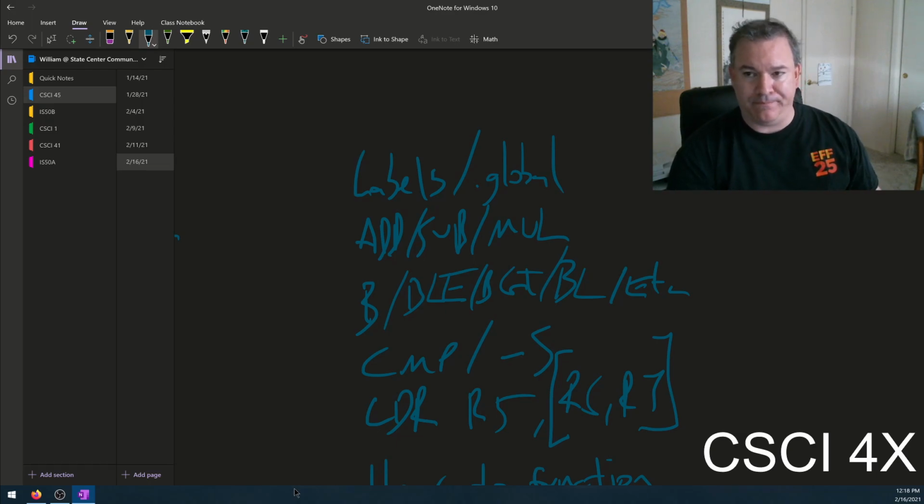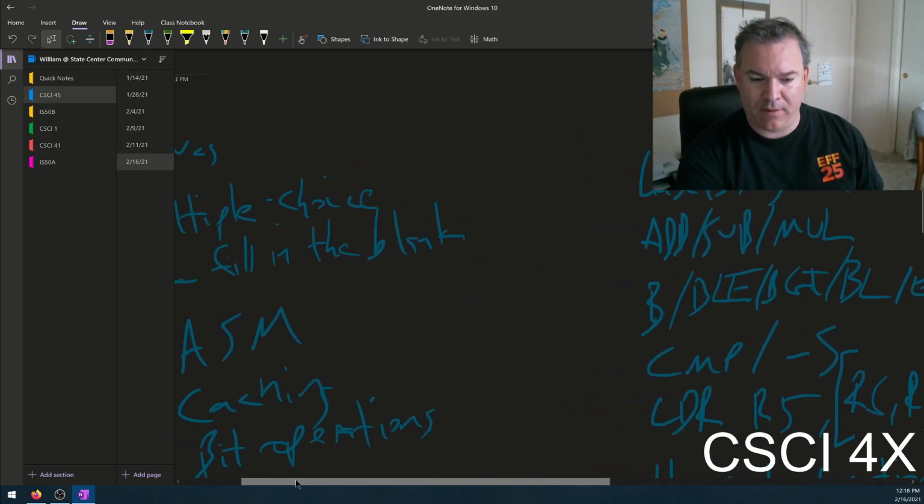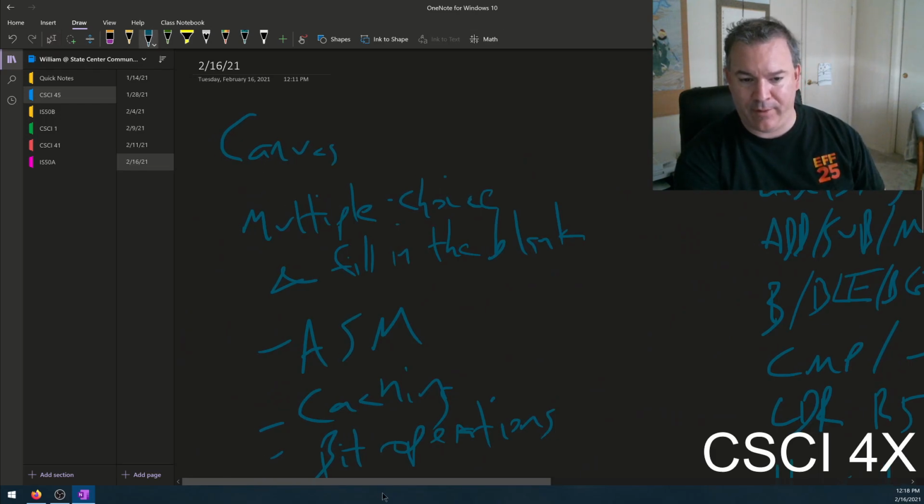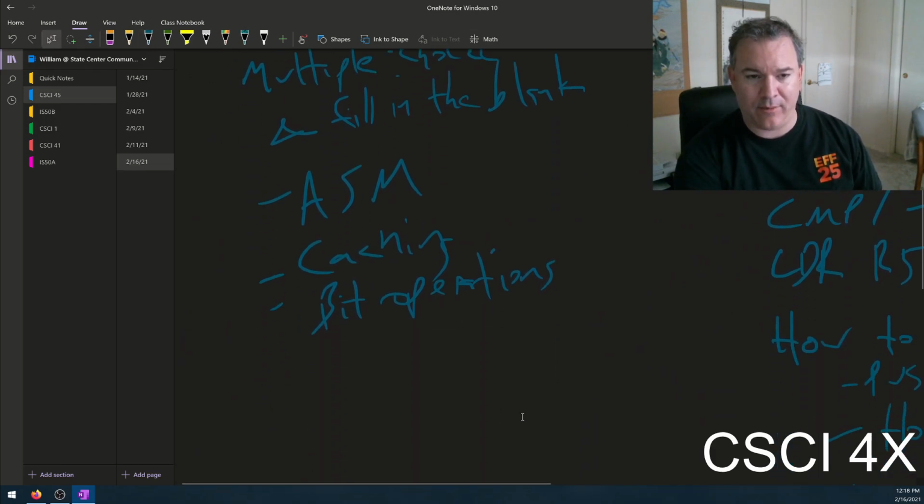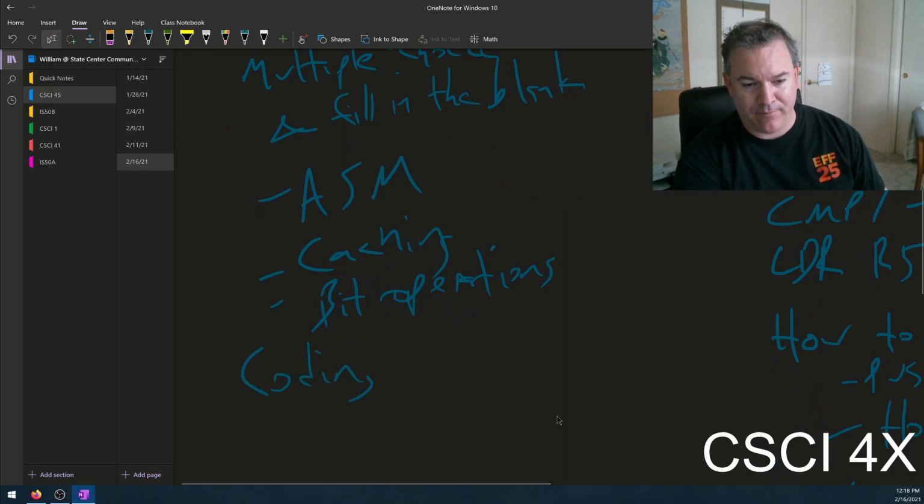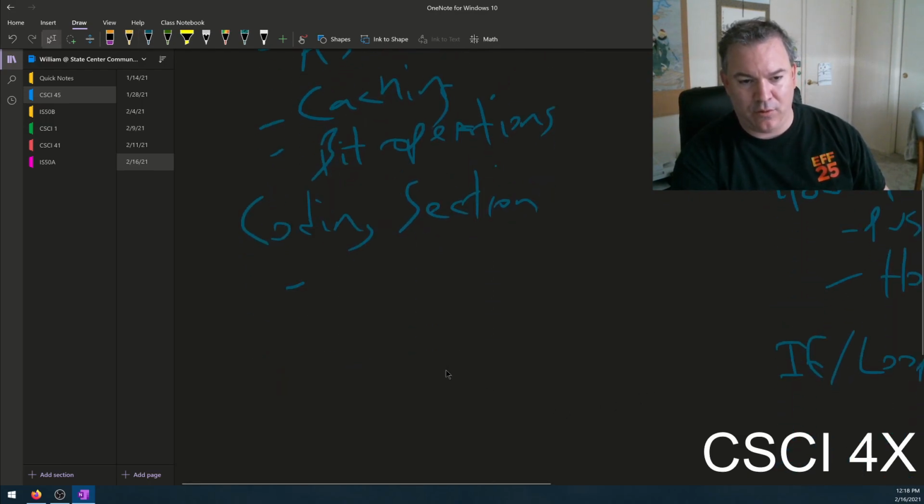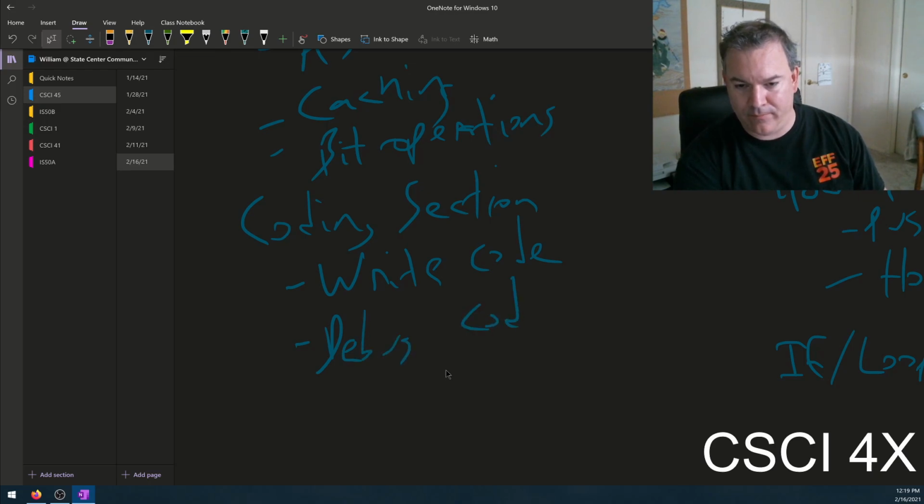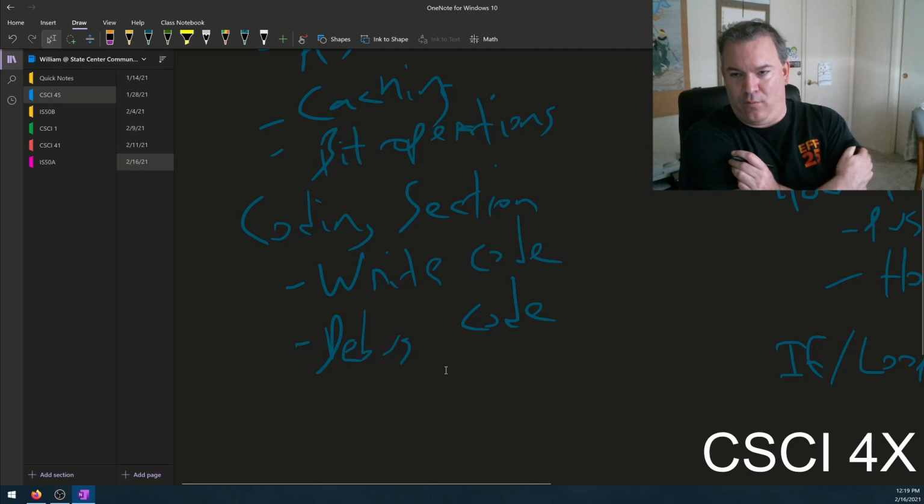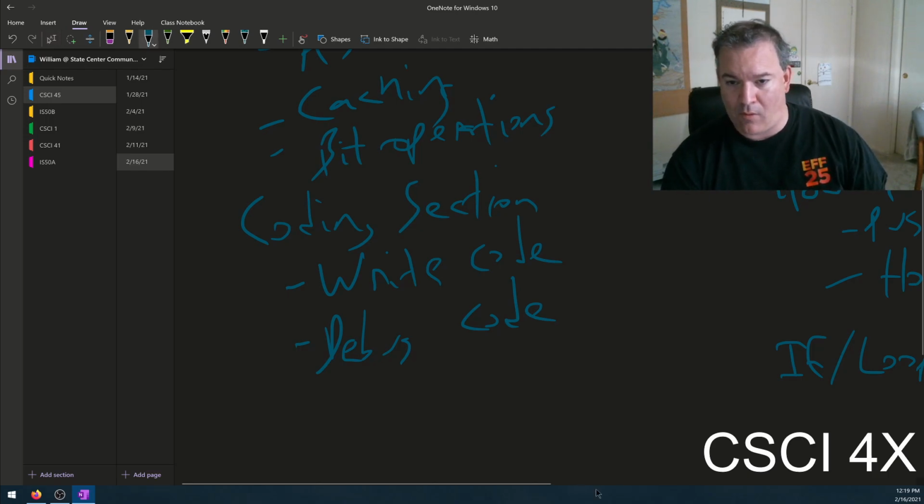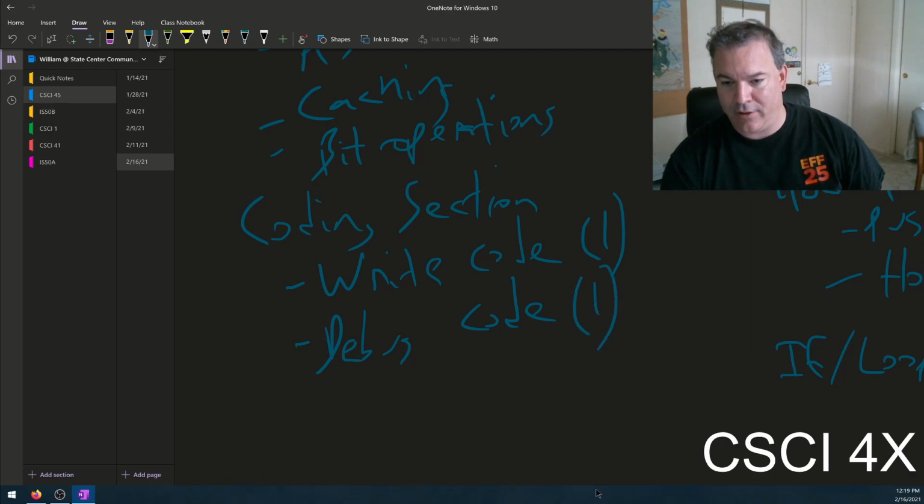Okay, so the format of the midterm. There are going to be questions on Canvas, multiple choice, fill in the blank, on these topics: assembly, caching, and bit operations. And then there will be a coding section, in which you will need to write code and debug code. There will be one function you have to write, and there will be one function I will give you that is not working properly, and you must debug it.